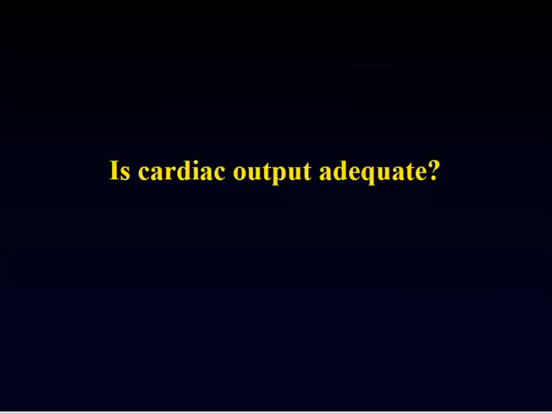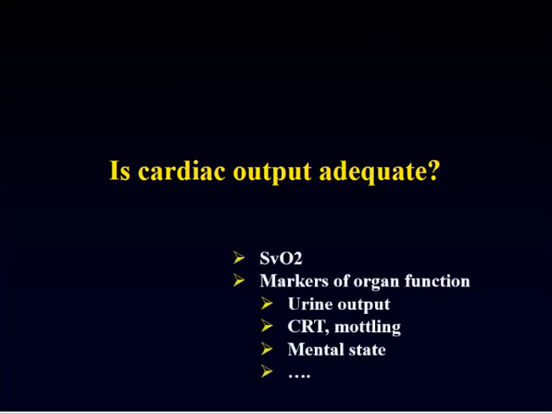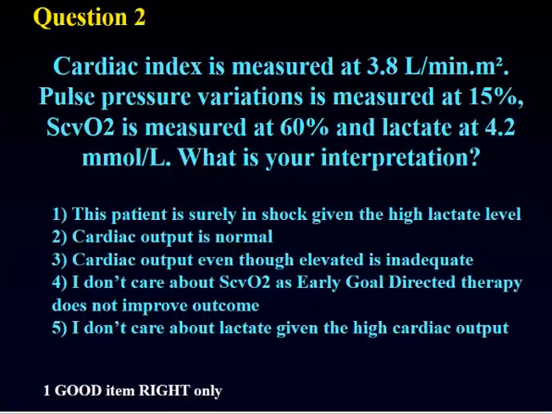But much more than just cardiac output itself. The most important question we have to address is: is cardiac output adequate, yes or no? For this, we have what we have already mentioned: SVO2 and markers of organ function, meaning not only SVO2 itself, because SVO2 is just one of these factors, but also other factors like passing urine, vasoconstriction, mental state and other signs like this. The list is quite long. I will not limit myself here.